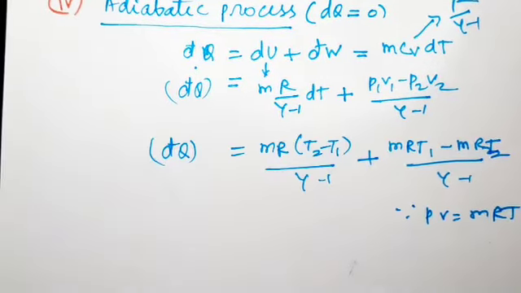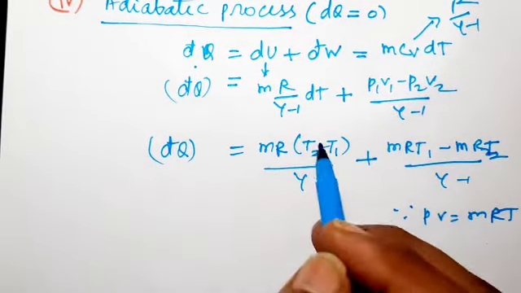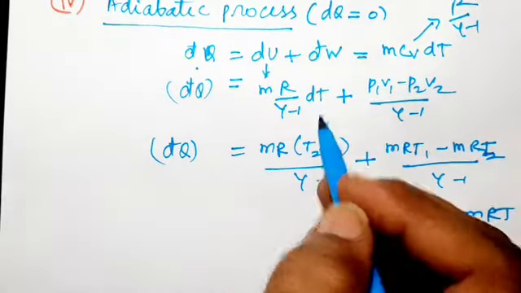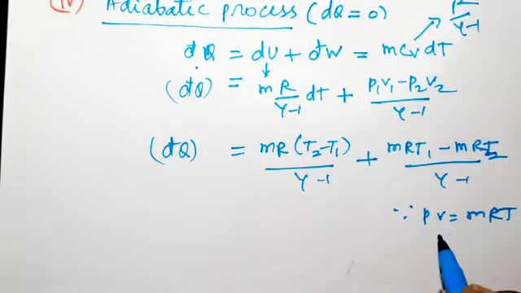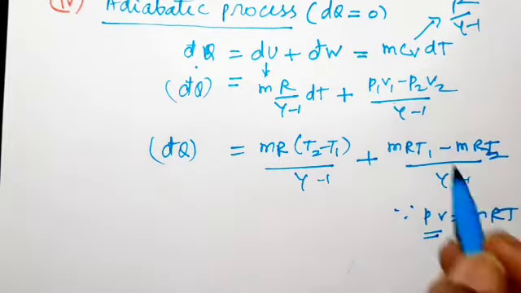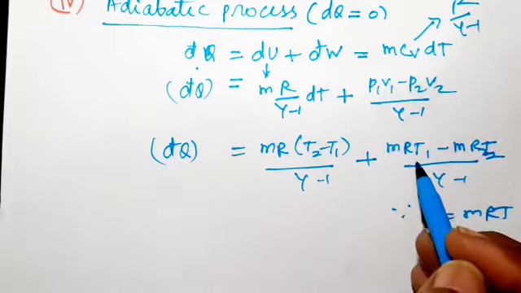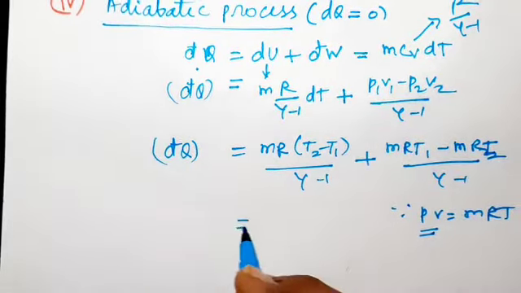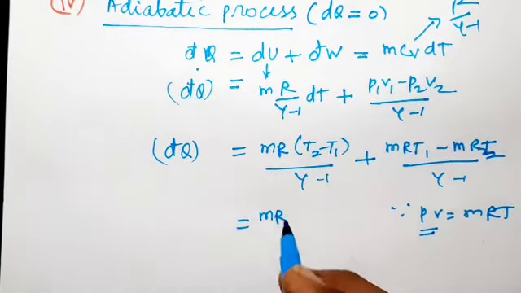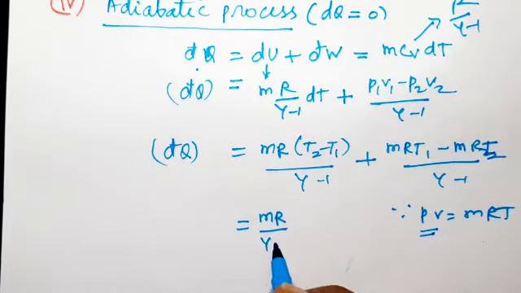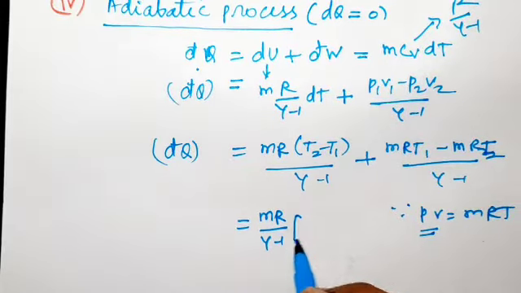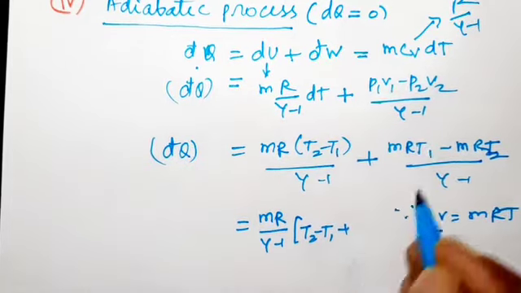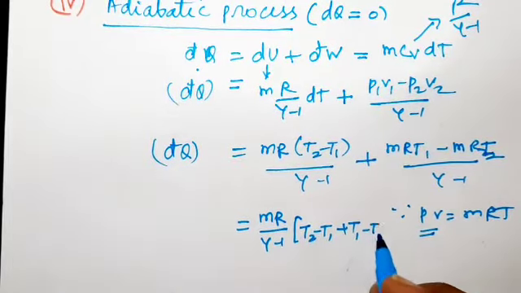Also we can say, mR upon gamma minus 1 into delta T is equal to T2 minus T1. Also we know that PV is equal to mRT, that's why we can say p1 V1 is equal to mRT1 and p2 V2 is equal to mRT2. So here mR upon gamma minus 1 is common. So here it will be T2 minus T1 plus T1 minus T2.